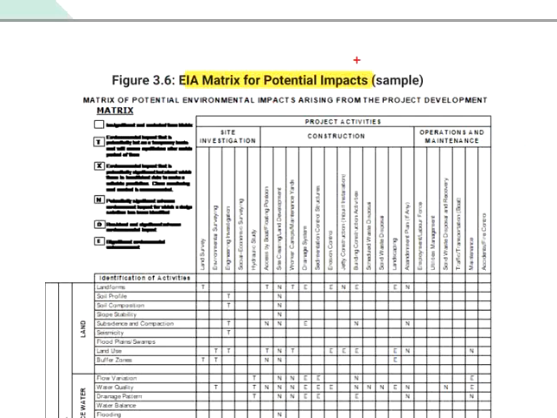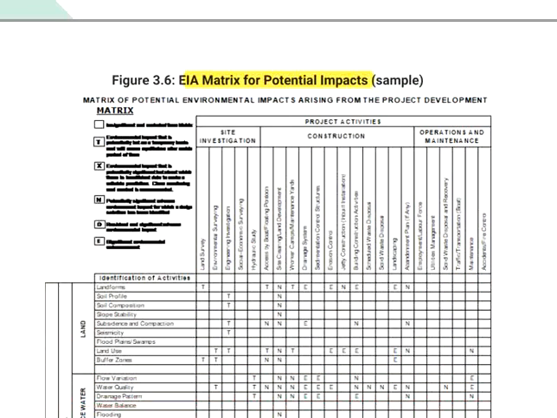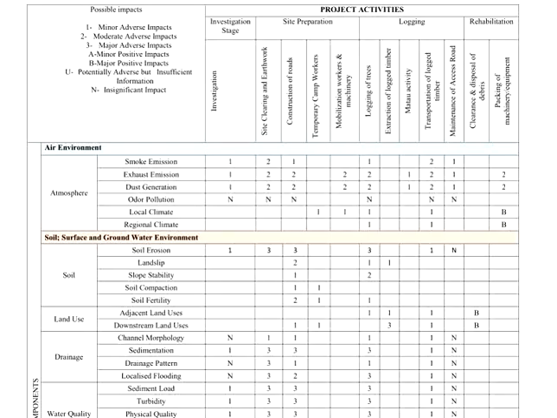However, the samples given in the guideline have poor resolutions. It is unclear, especially on the descriptions of the matrix. You may search for examples of the EIA matrix from the internet. This is one of the examples that I obtained from the internet. Basically, it comprises two components. First is the project activities. Second, it will be the environmental components.